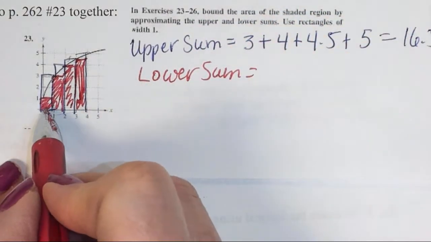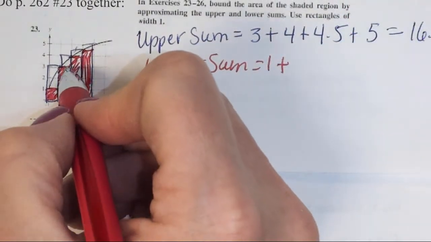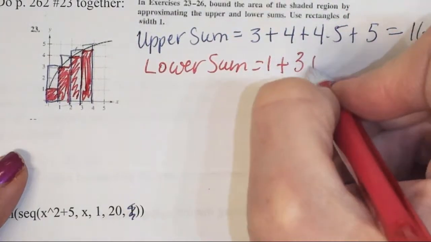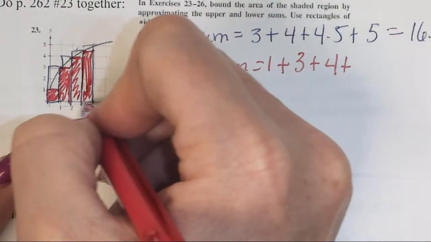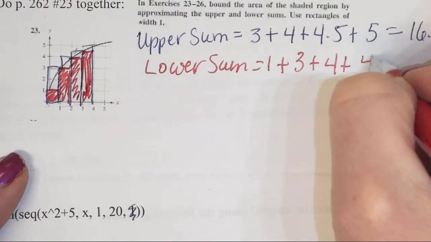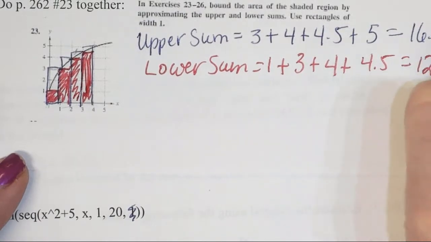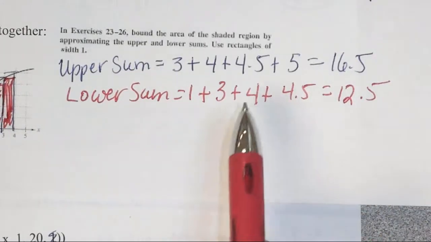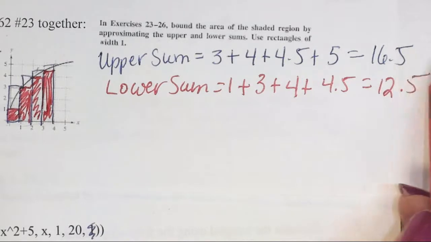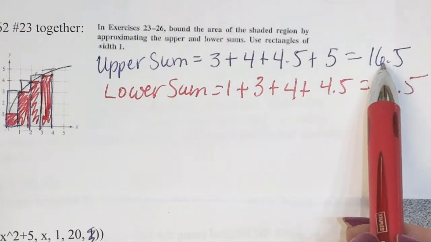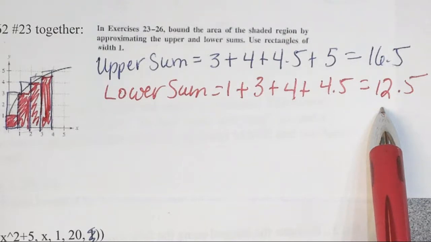So what's the area of this little rectangle? 1 plus, what's the area of this one? 3. What's the area of this one? 4. And what was the area of this one? 4.5. And so my lower sum then is going to be 8, 4.5, 12.5. So these are estimates for the area under that curve. But what's wrong with finding the upper sum? It's going to be what? Too much. And the lower sum is going to be too little.